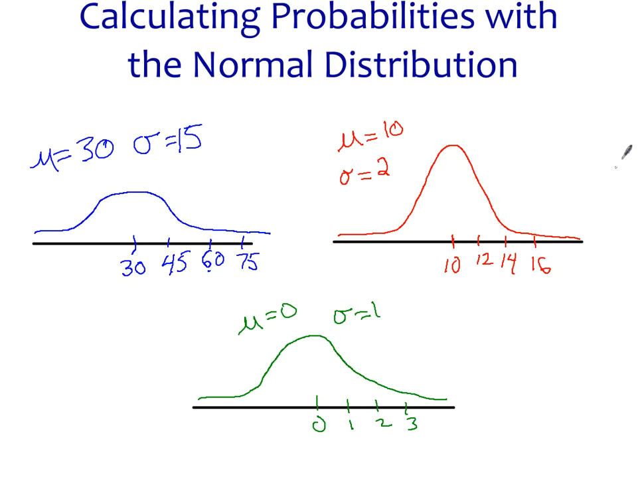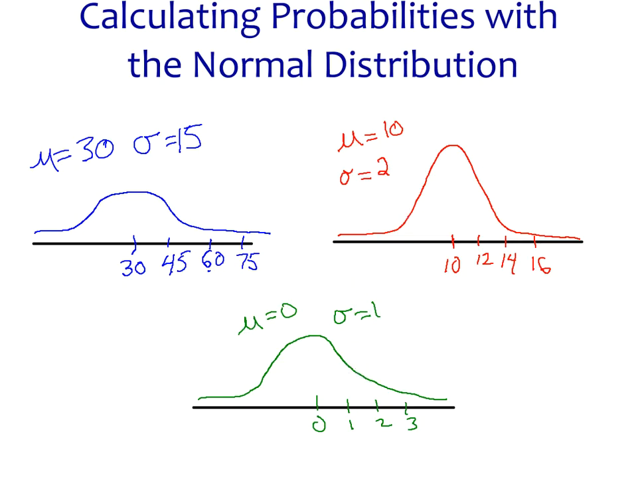Why is that important? Well, when we start calculating probabilities with the normal distribution, we will have a variety of different normals, right? So I just did 3. Here's one with a mean of 30 and a sigma of 15. Here's one with a mean of 10 and a sigma of 2, and here's the standard normal.